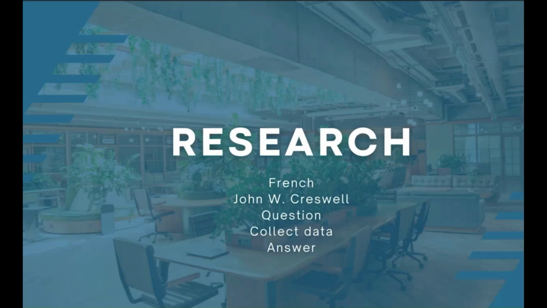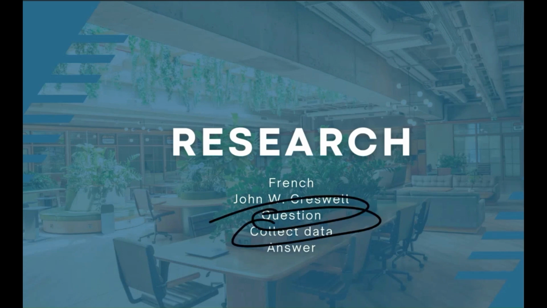First, what is research? There are multiple definitions of research. People say the best definition till date was given by John Creswell. He said research is steps of creating a question, collecting the data to answer the question, and then answering that question.